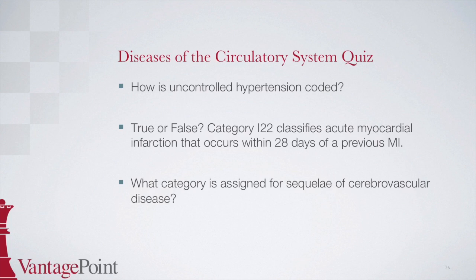The answer to our first question is I10 for hypertension. Remember that ICD-10 simplified the number of hypertension codes and made a single code whether the hypertension is documented as being controlled or uncontrolled. The answer to the second question is true. Category I22 is for subsequent MIs, meaning an MI that has occurred within 4 weeks of a previous MI. Our third answer is I69. If you looked up sequela in the alphabetic index and find disease and then cerebrovascular indented below, all the conditions underneath start with I69.